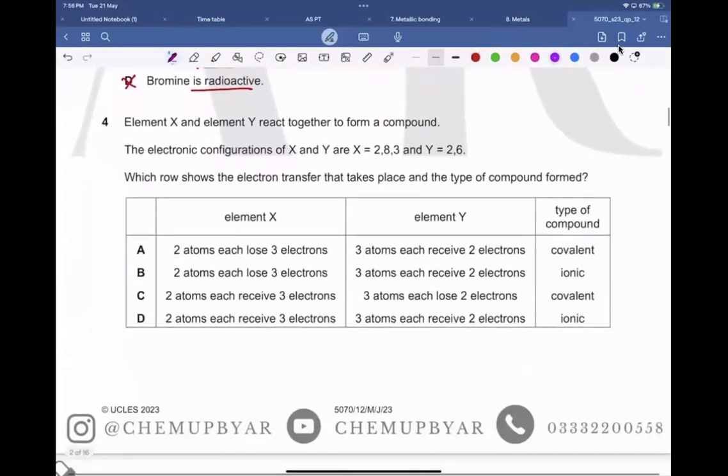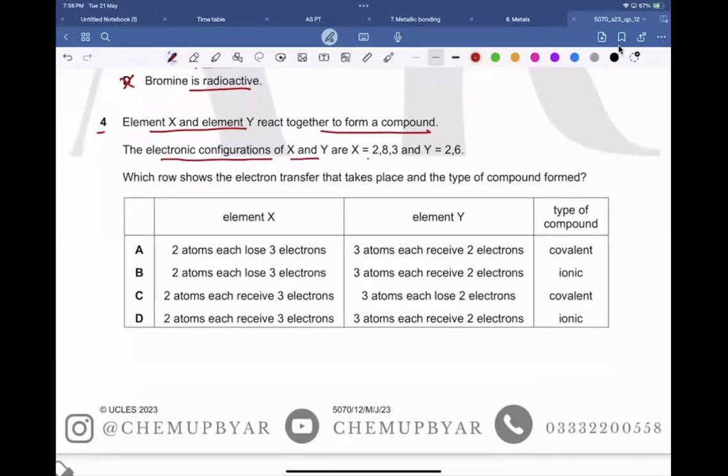Now question number 4. Element X and element Y react together to form a compound. The electronic configurations of X and Y are: X is 2,8,3 and Y is 2,6. Which row shows the electron transfer that takes place and the type of compound formed? Okay, so element X has 3 electrons in the valence shell, so it is going to lose 3 electrons, and Y has 6 electrons in its outer shell, so it is going to gain electrons. Is this understandable?